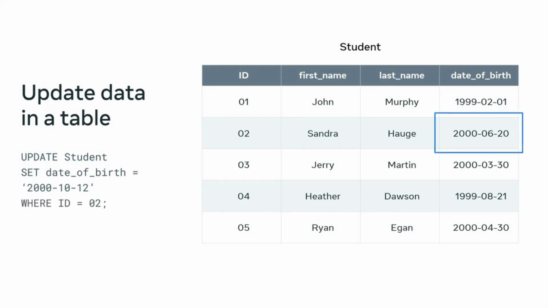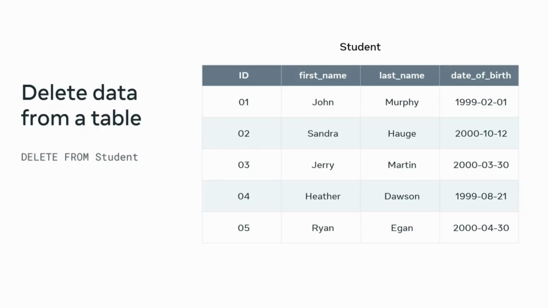Finally, I add the where clause and a condition to filter the records I need. For example, to change the data for the student with the ID of 2, I can type where ID equal to 2. It's also possible to delete data from a table. Let's delete the table record for the student with the ID of 3 using the delete syntax. First, I type delete from, then the table name. This tells MySQL where the data must be deleted from.